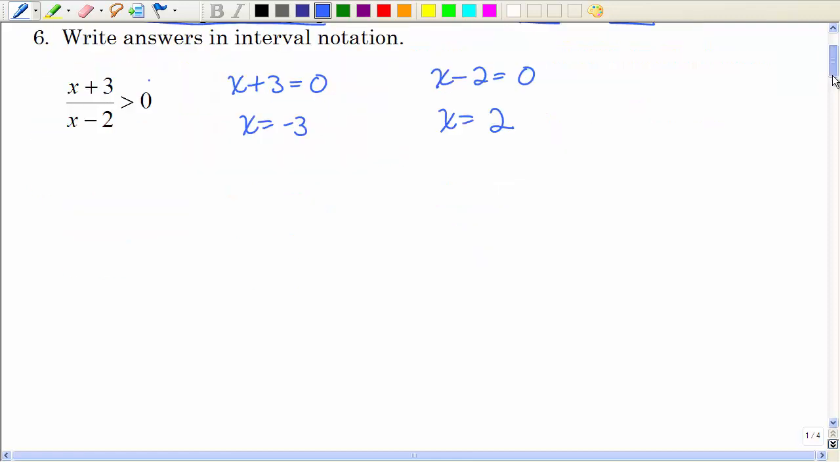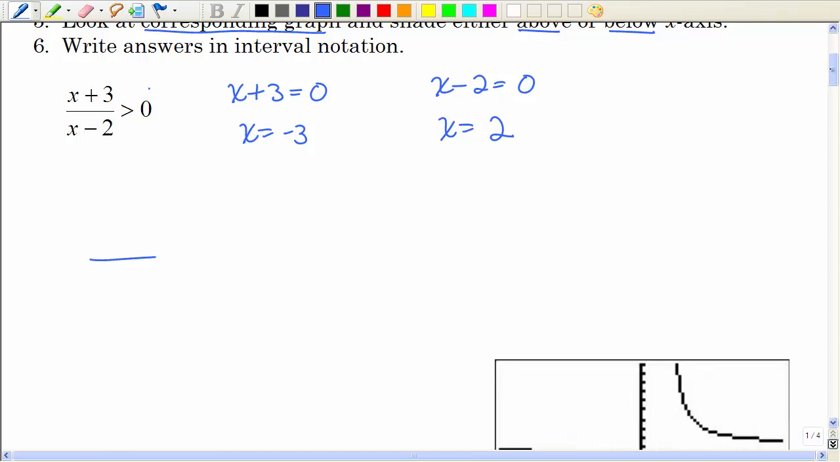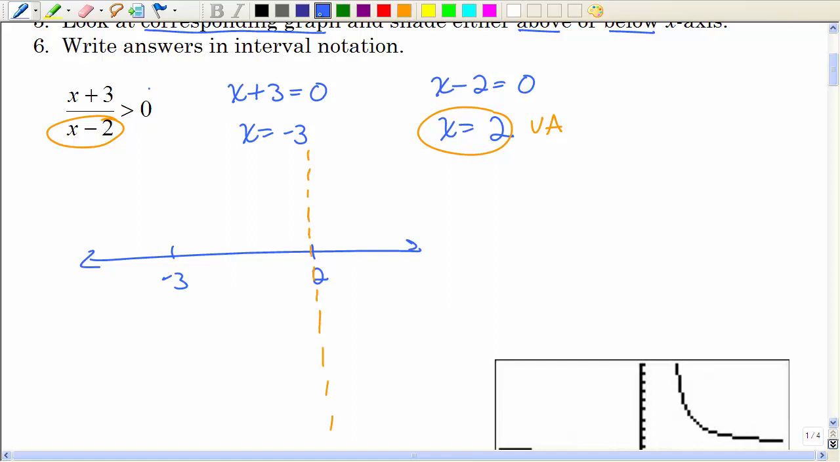Now, as I do that, I want you to think about, we have -3 and +2. Where does this come from? This comes from the denominator, and remember, in a function, that would be our vertical asymptote. In a function, this would be our x-intercept. That's where the graph is going to cross the x-axis. And I'm going to put an open circle because it says greater than.